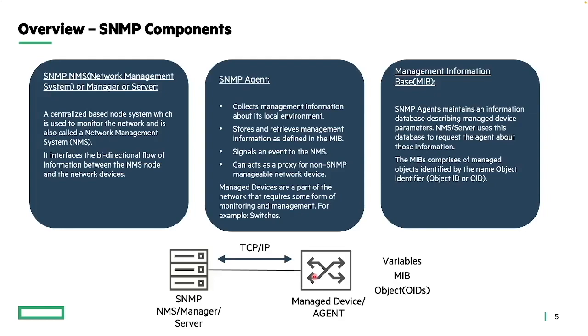Now, what is a MIB then? MIB is Management Information Base. The SNMP agent maintains an information database describing managed device parameters. We'll talk a little more in detail about that and the enhancements we have with those parameters. Now, the NMS server uses this database to request information from the agent, right? And that's how it works. The MIB comprises managed objects identified by the name object identifier, which we in general call OIDs.